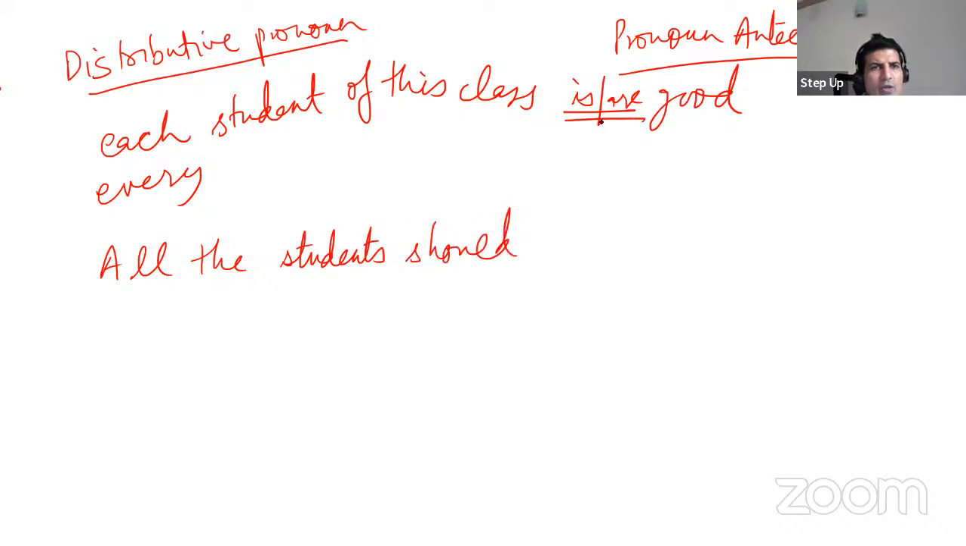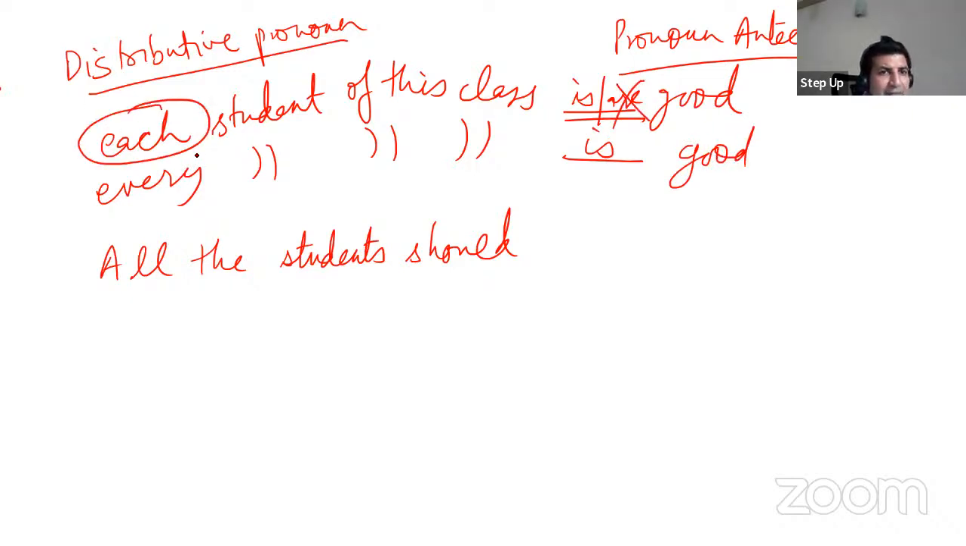Yes, guys, is or are. Each student of this class is good, are good. It is good, not are good. Because each is a distributive pronoun. Similarly, every student of this class is good, not are good. Okay, so each and every are distributive pronouns. They consider things individually. Understood?